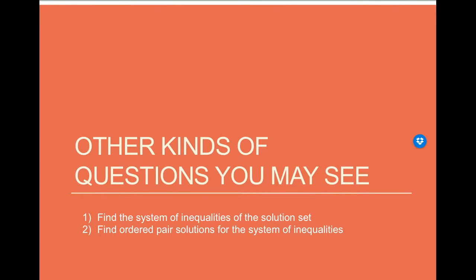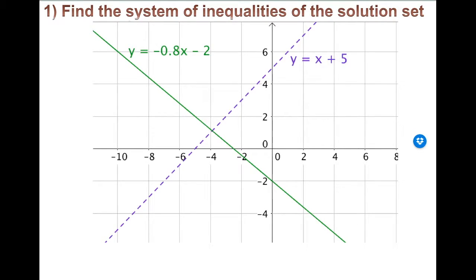So now we're going to see some other kinds of questions that you might see on a test or a quiz or just your homework based on system of inequalities. One of the questions you might see is to find the system of inequalities of the solution set, meaning they are going to give you the lines, solid, dotted, whatever. They're going to give you the lines, and they're going to give you, say, a part of this graph, and they're going to say, what is the system of inequalities for this part of the graph?